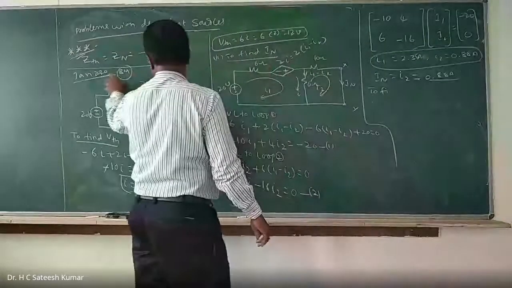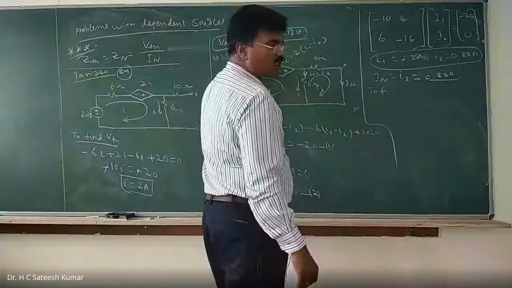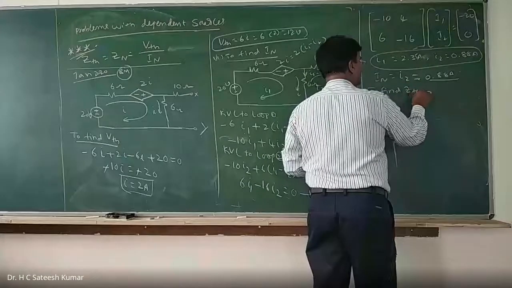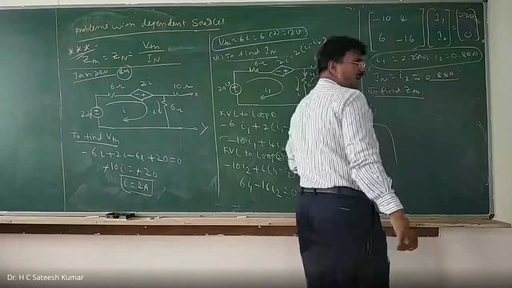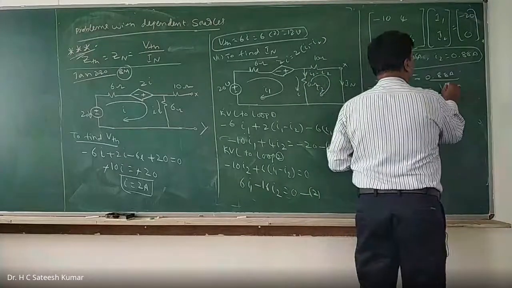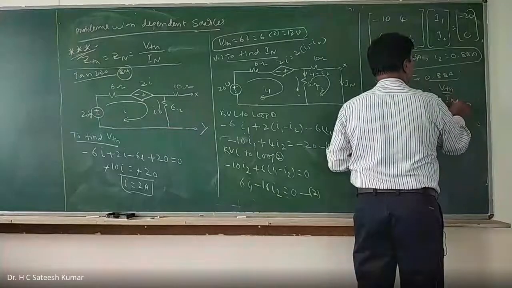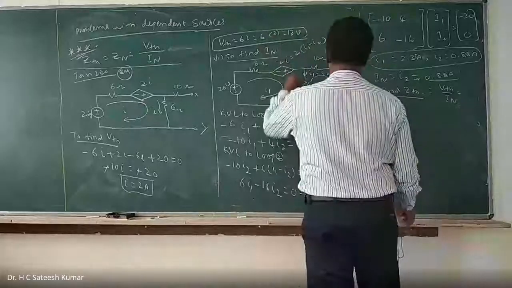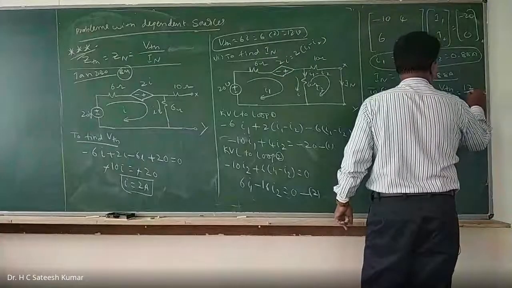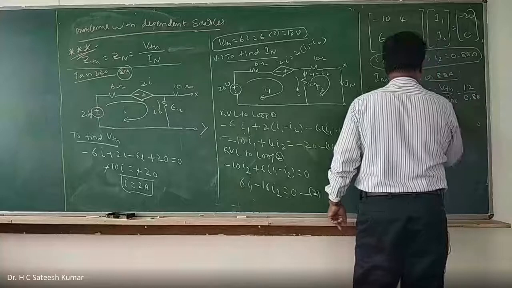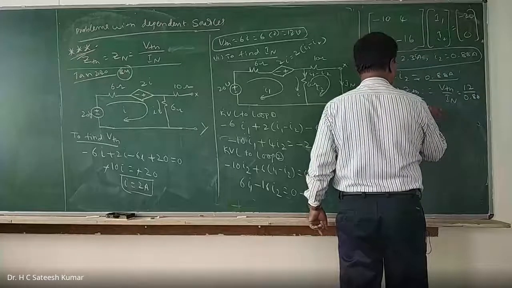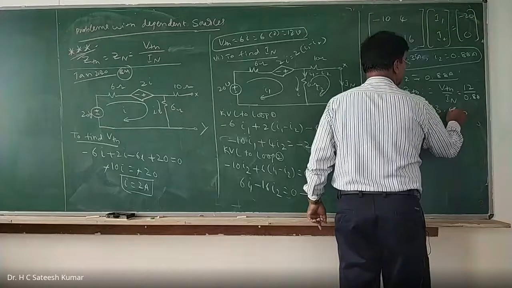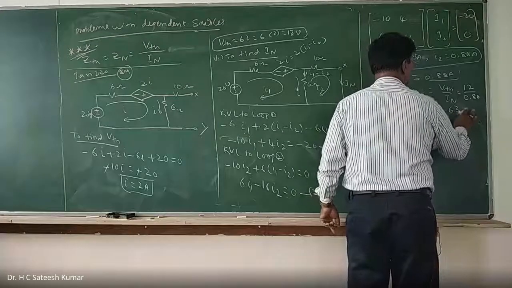Next, to find, what is that? First step is to find VTH. Second step is to find I Norton. Third step is to find ZTH. ZTH, no need to write the circuit diagram. ZTH is equal to VTH divided by I Norton. VTH is 12 volts. 12 divided by 0.88, how much is that? ZTH is equal to 13.63 ohms. We got it.